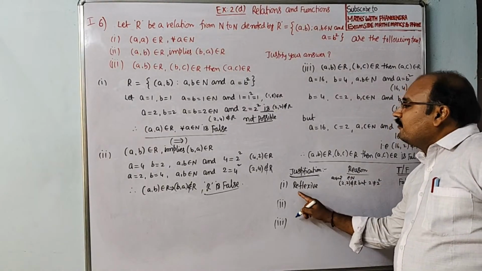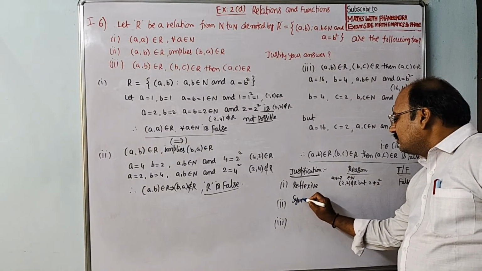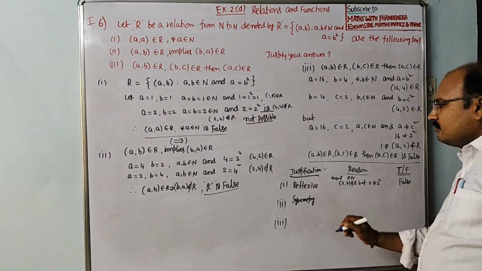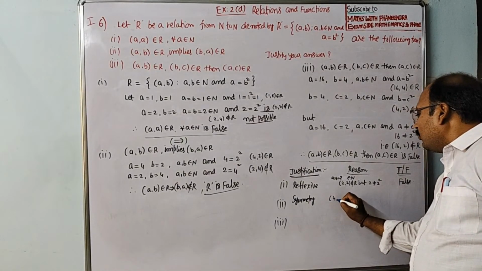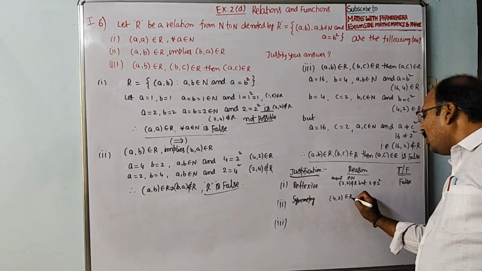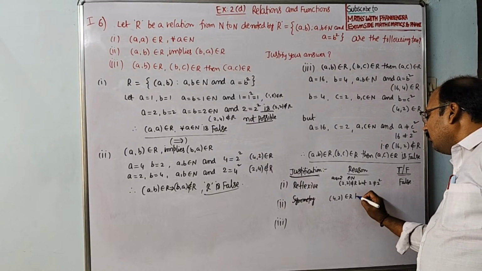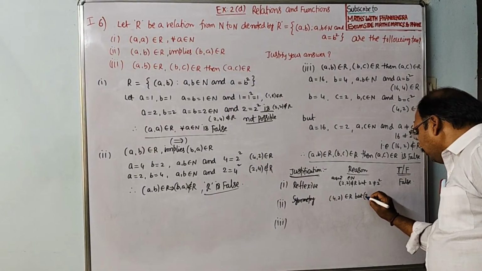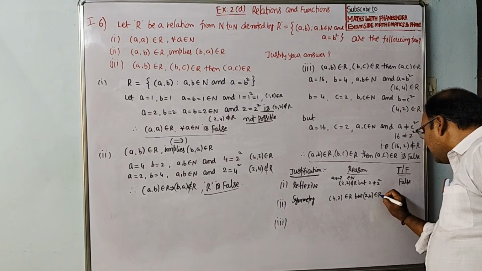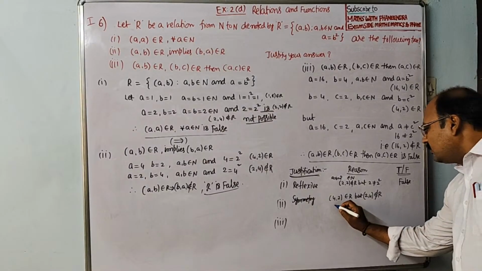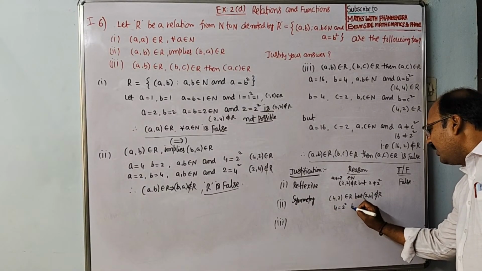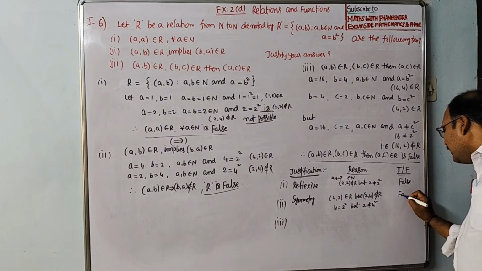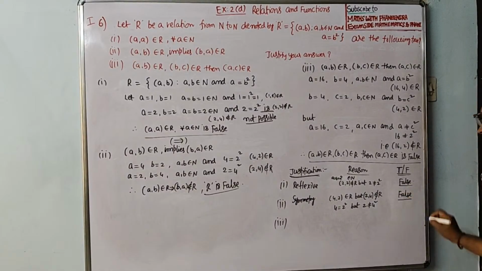Next, symmetry. In the symmetry concept, (4, 2) belongs to R, but (2, 4) does not belong to R. Why? Because here 4 is equal to 2 square, but here 2 is not equal to 4 square. That is the reason this is also false.